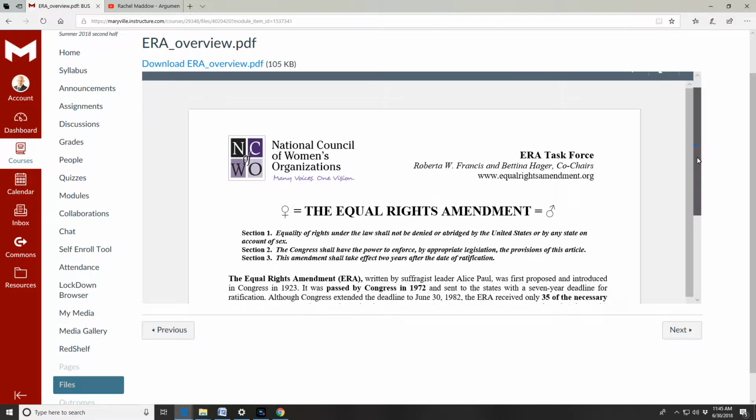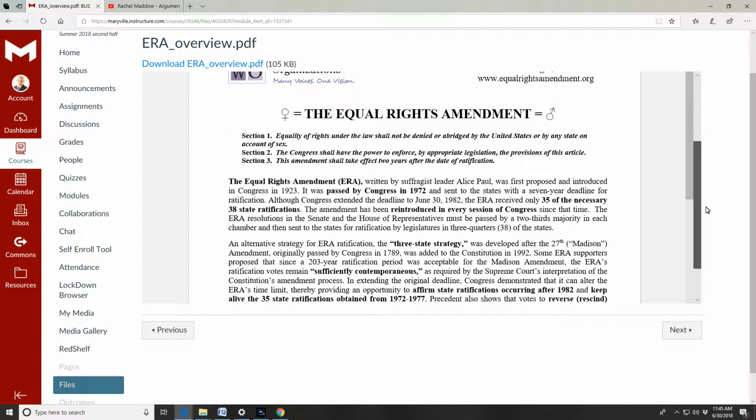And this is the verbiage of the Equal Rights Amendment. And I hope you're all holding on tight. The full verbiage is: equality of rights under the law shall not be denied or abridged by the United States or by any state on account of sex.